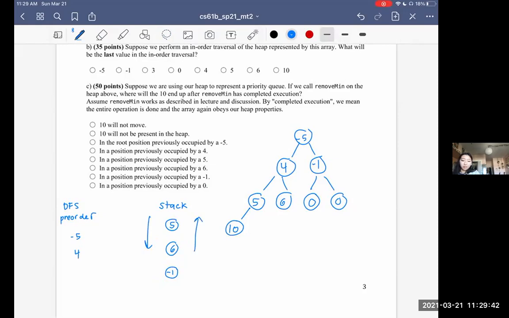And then we pop 5 off the stack. And while we're visiting it, we see, oh, 5 has a child, 10. And so we push that onto the stack. And then we pop off the stack. And so we pop 10 off, and we see 10 has no more children.